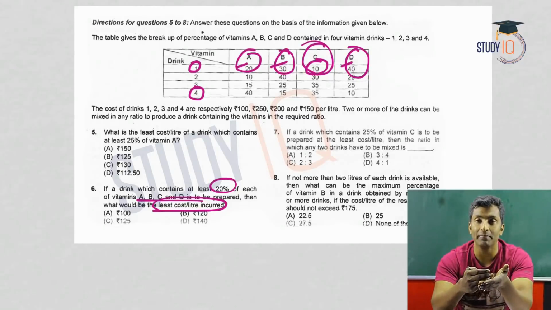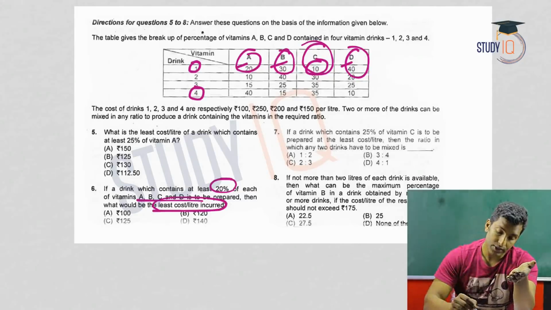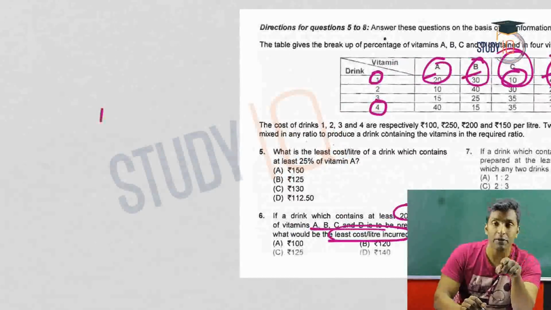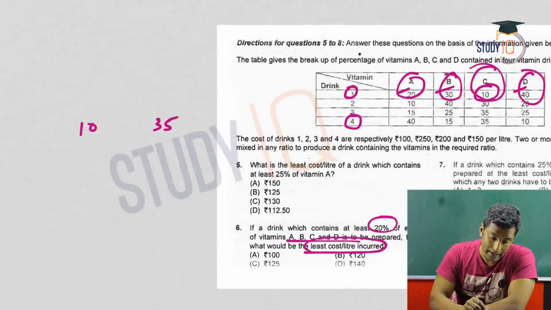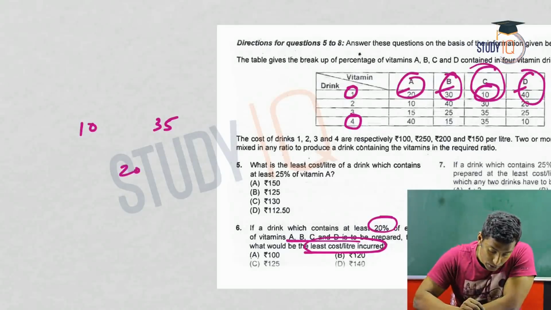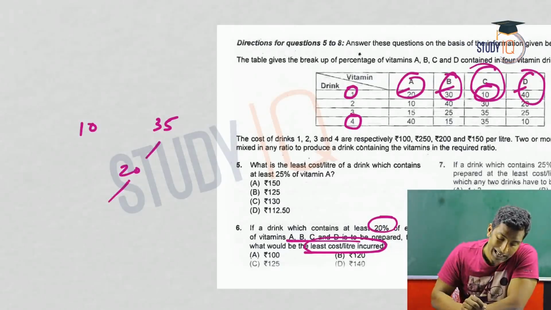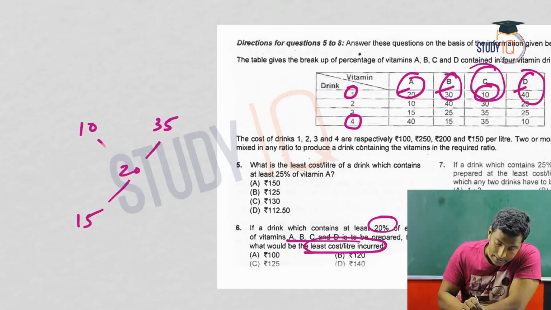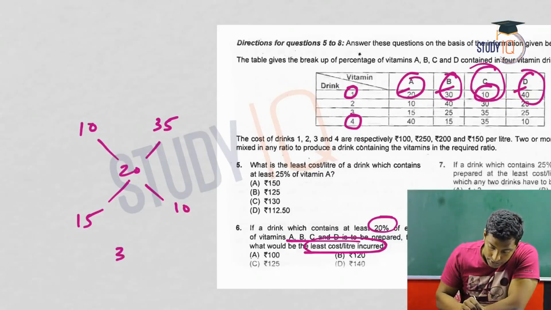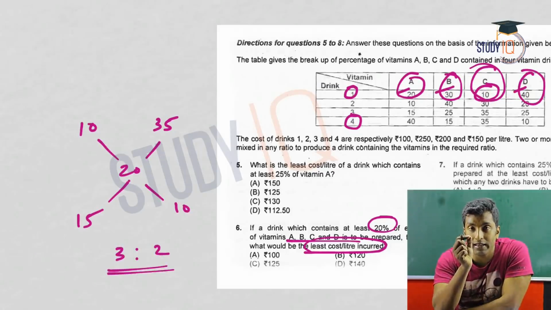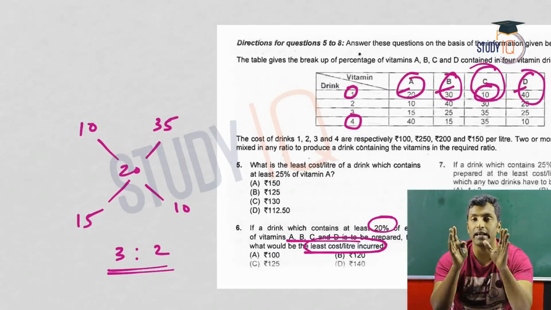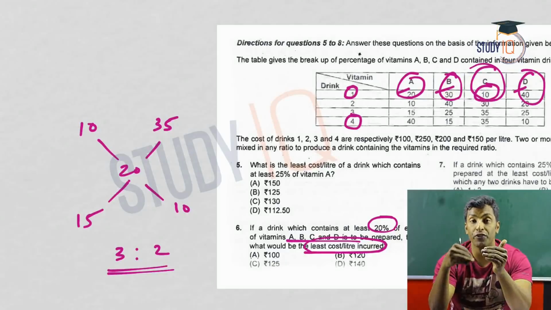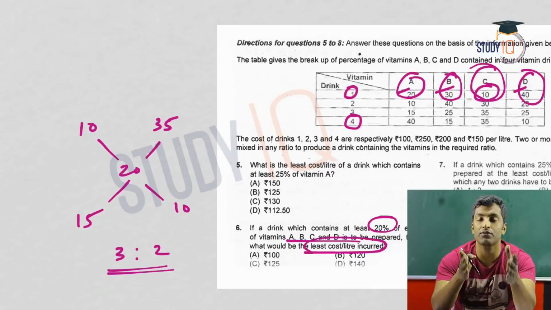The situation is that I need to get 20% C. Okay, so drink 1 has 10% C, drink 4 has 35% C. What I need is 20% C. So if you take this, when you alligate, you'll get 15 here and you get 10 here. So clearly you know the ratio is 3:2. So drink 1 should be in the proportion of 3 and drink 4 in 2. Out of 5 liters, 3 liters should be from drink 1, 2 from drink 4, so that 20% C will be there. At the same time, cost is very, very less.